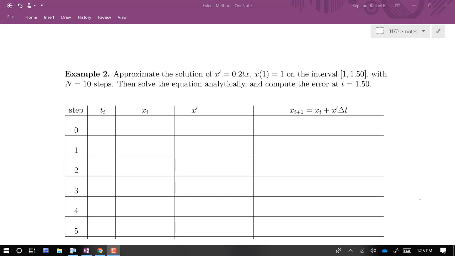All right, we're going to do another example of Euler's method. This time our equation is x prime equals 0.2 times tx. I'm just going to fill that information in here in this column. That's how we're going to fill out that column of the table. The interval is from 1 to 1.5 with 10 steps. So for our delta t, 1.5 minus 1 over 10, that gives us 0.05. We can use that to fill in that first column. Now our initial condition, x of 1 equals 1, so when t is 1, x is 1, and we fill that in for step 0, those are the initial values. And I could fill in the t column using our delta t value.